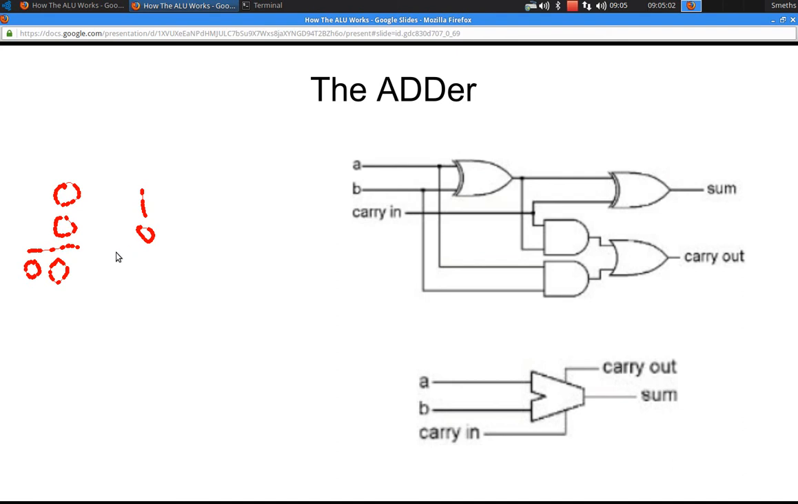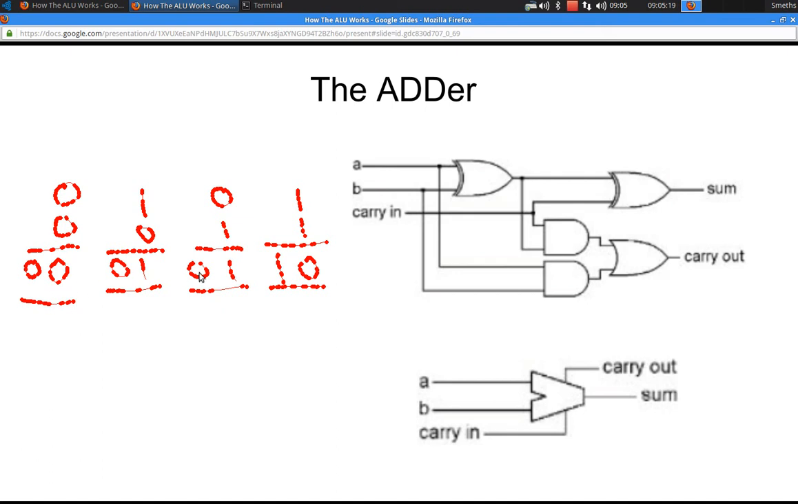1, 0 is going to go to 1 with 0 carry. 0, 1 is going to go to 1 with 0 carry. 1, 1 is going to go to 1, 0 with 0 carry, right? So if there's no carry in, it should be the same as before. So the first thing to probably check is that if I put this carry in equal to 0, does this whole system now with the carry in and the carry out work as it did before?